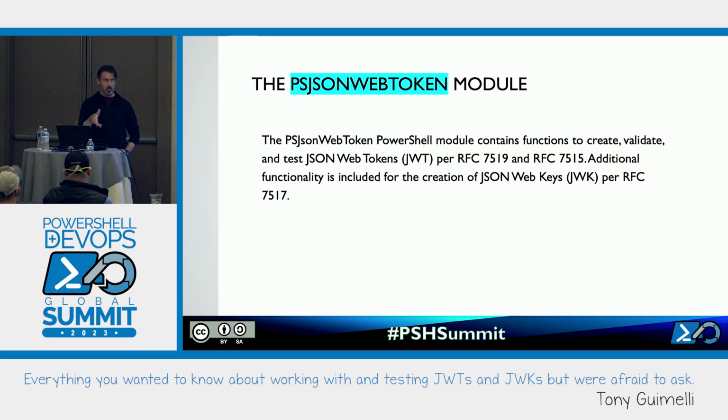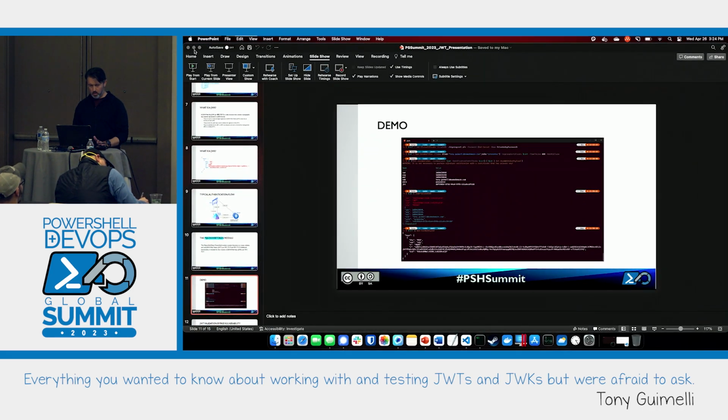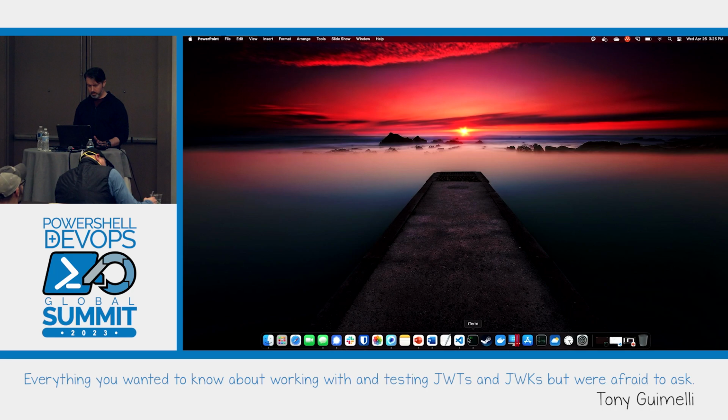And the beauty of PowerShell is that I can run these commands interactively, or I can run them non-interactively in a test harness if I wrap it with Pester. Thus, the module was born. So let's start from the beginning with creating a JSON Web Token.